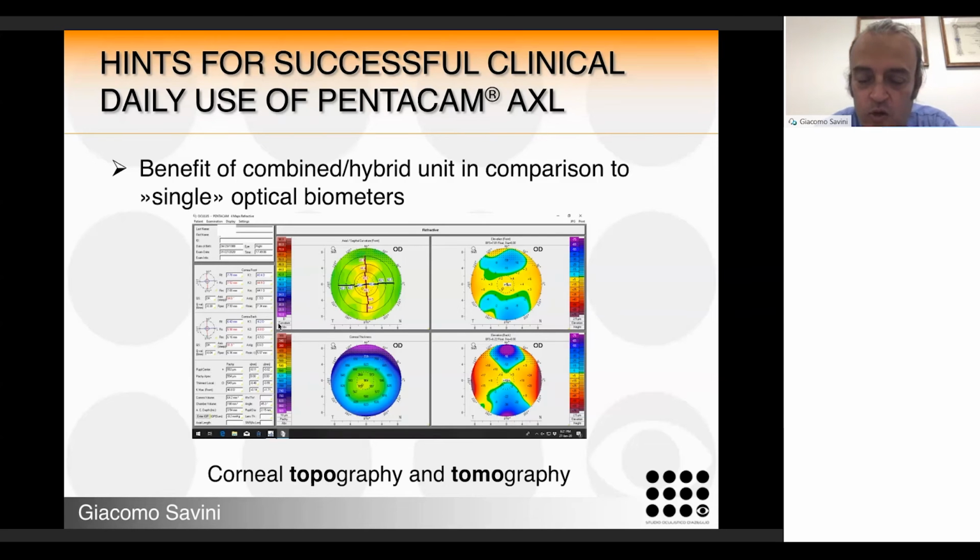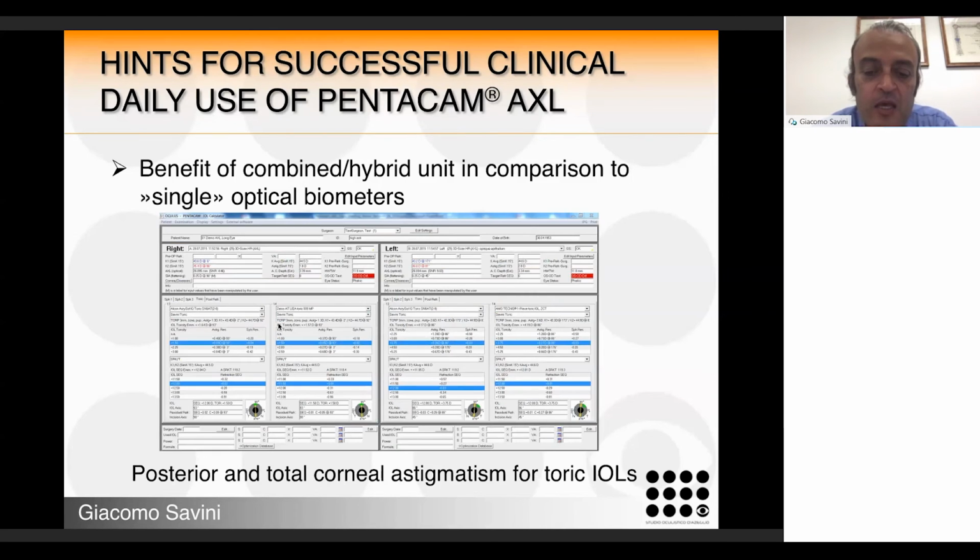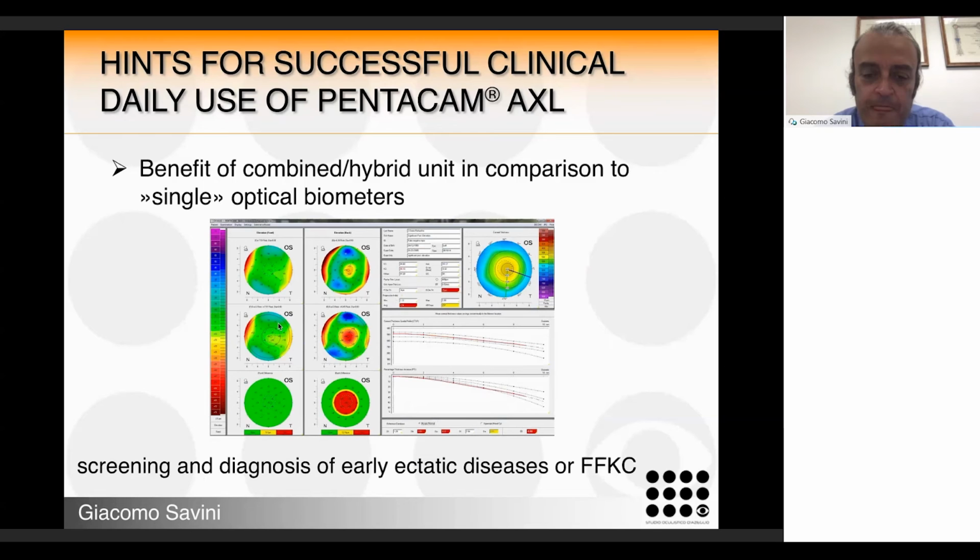I will not, you already know this. You have the only toric calculator that uses total corneal astigmatism measurements in addition to the Barrett, because if you are used to the Barrett that comes from K1 and K2, you have one on the left and the other one on the right, and you can see both options.